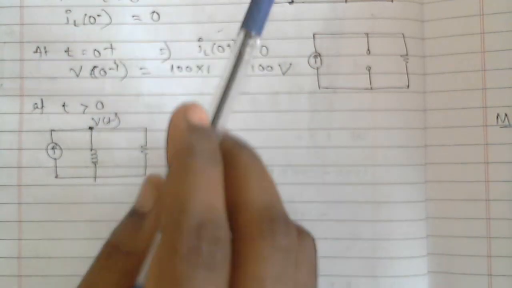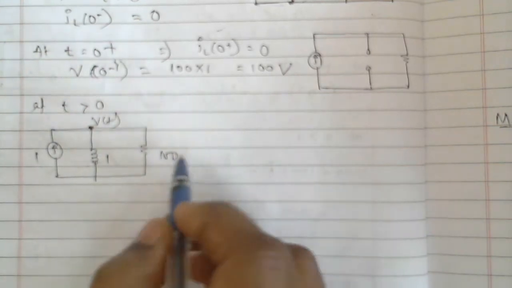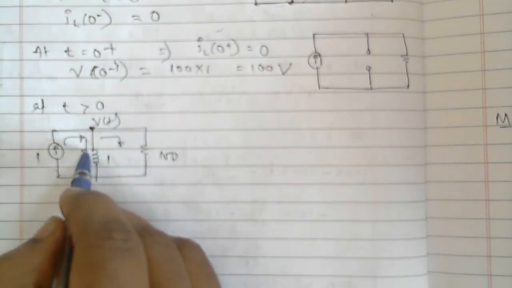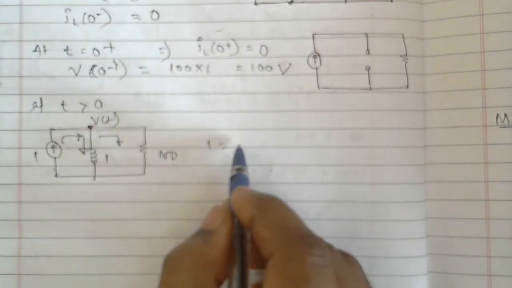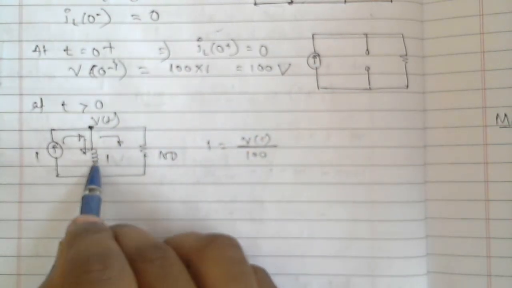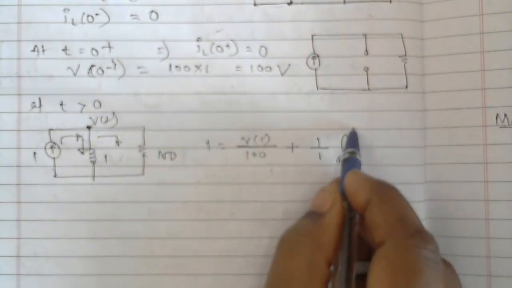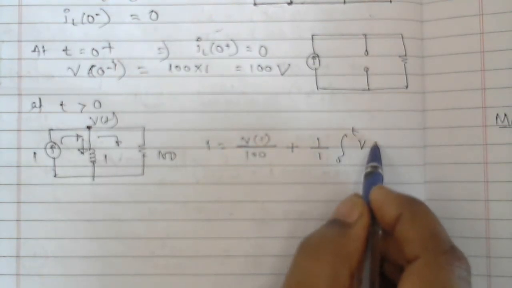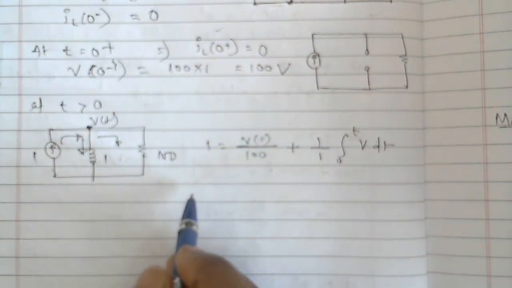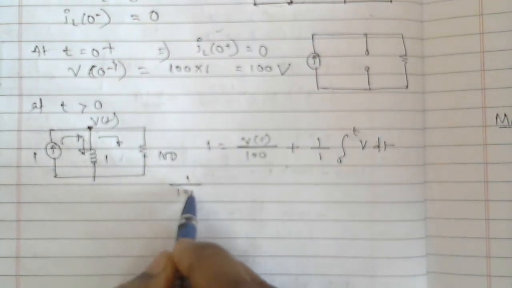It was given previously in the numerical. So we'll apply the KCL equation. This is 1, this is 1, this is 100. So this 1 ampere equals the incoming current, which equals this current plus this current. So 1 equals V of t divided by 100 for this current, and for this current I can write down the current in the inductor as 1 by L integration from 0 to t of V of t dt.